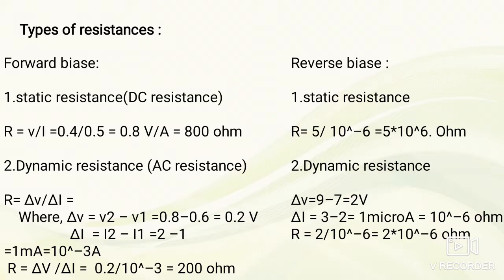Static resistance is simply calculated by using Ohm's law, that is V is equals to IR, so R is equals to V by I. Dynamic resistance is the difference del V by del I, that is difference of voltage upon difference of current. Here the values which we will be using for calculating the difference in voltage and difference in current should have the less difference, that is the values should be constant, so that our answers will be accurate.